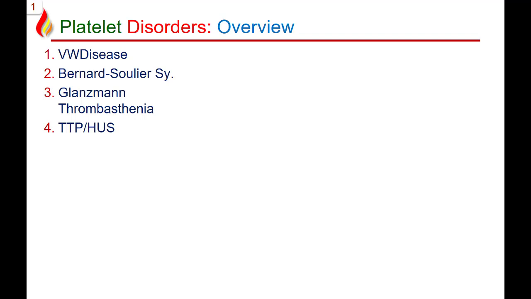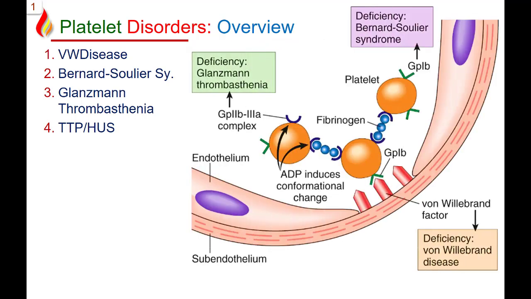Essentially, I'm comparing von Willebrand disease, Bernard-Soulier syndrome, Glanzmann thrombasthenia, TTP and HUS, thrombotic thrombocytopenic purpura and HUS, hemolytic uremic syndrome. What is common? The pathogenesis of these conditions. I'm referring to this picture of Robbins, which is essentially summarizing function of the platelets.